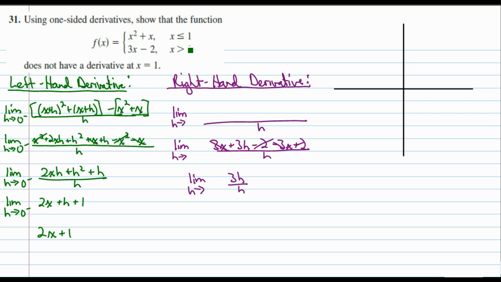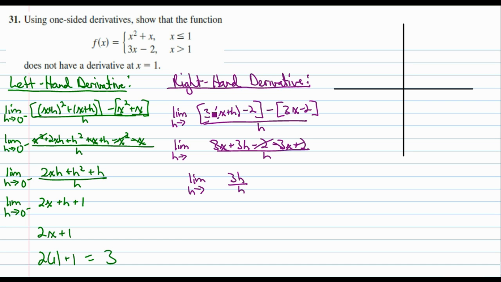Well, the x value that I'm looking to find the slope at is x equals 1. So 2 times 1 plus 1 is 3. So the slope is 3. Okay? Now let's look at the right-hand derivative. The right-hand derivative is going to use the other piece coming in from the right, at x greater than 1. We have f of x plus h, so that's going to be 3 times x plus h minus 2, minus, and then just f of x, so 3x minus 2.